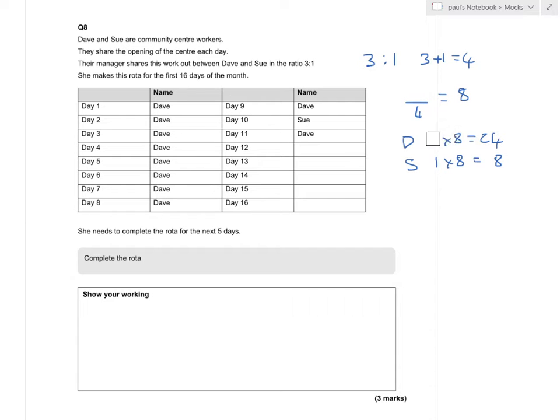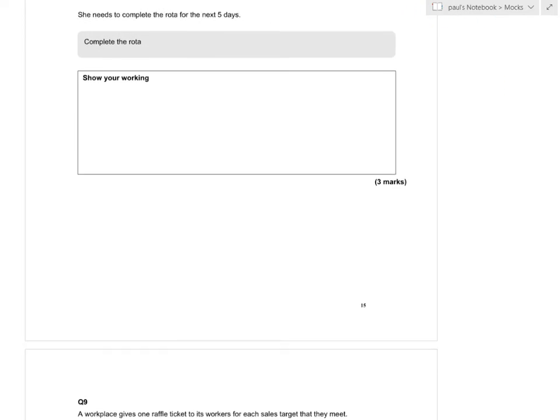16. So let's do that again. So 16 divided by 4 equals 4. So Dave has got 3 times 4, which equals 12. And Sue has got 1 times 4, which equals 4. So Sue's done 1, so we need another Sue, Sue, Sue. And then the other 2 are Dave and Dave. Dave, he's working a lot there, is Dave.